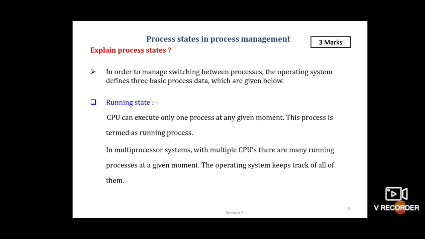At that time the operating system maintains the records of all processes. Means if 10 different processes are running simultaneously, the operating system keeps the record of all of them. This is called the running state. Running state means only one process executes on a CPU at any given moment.